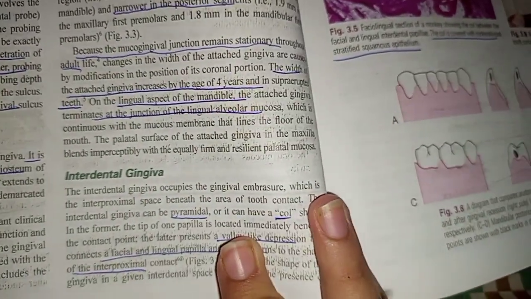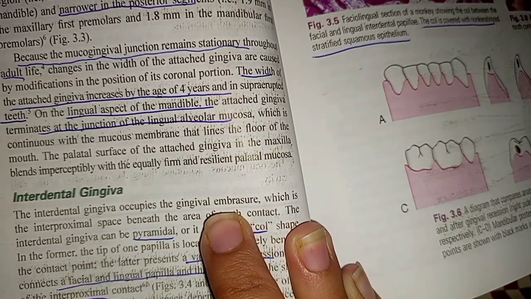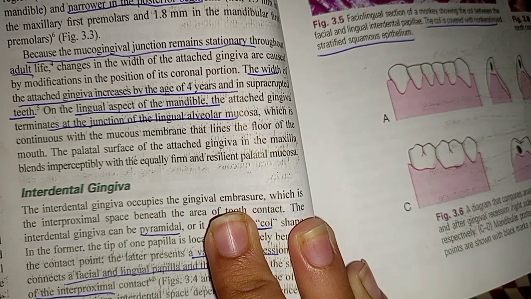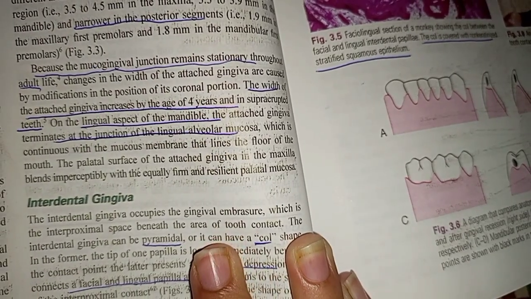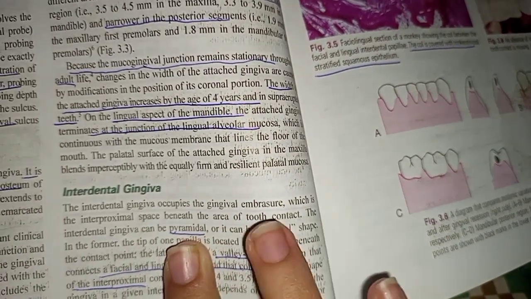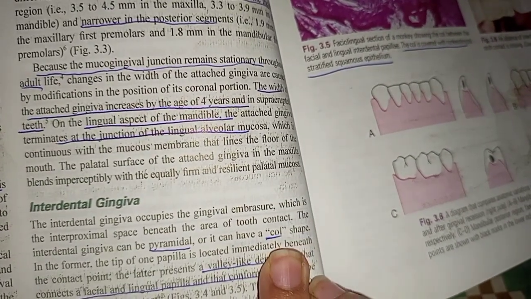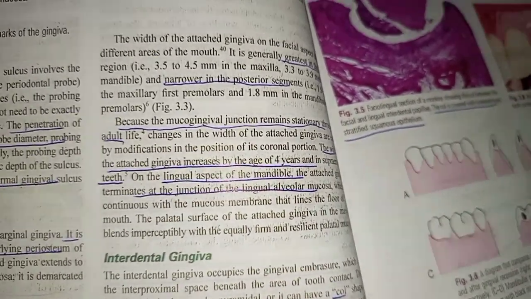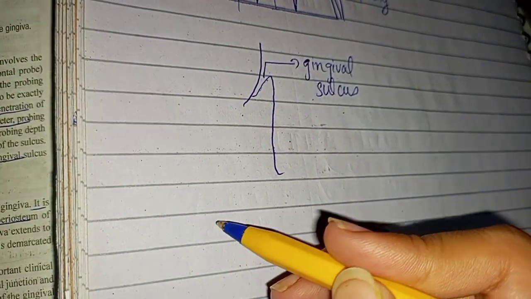Let's move to the interdental gingiva. Interdental gingiva basically occupies the gingival embrasure, which you have studied in oral biology in your previous class. It is the interproximal area below the contact point. In anterior teeth this interdental area has a pyramidal shape, but in the posterior it becomes like a col. Have you seen tents? Like people have tents. I can show you in a minute.